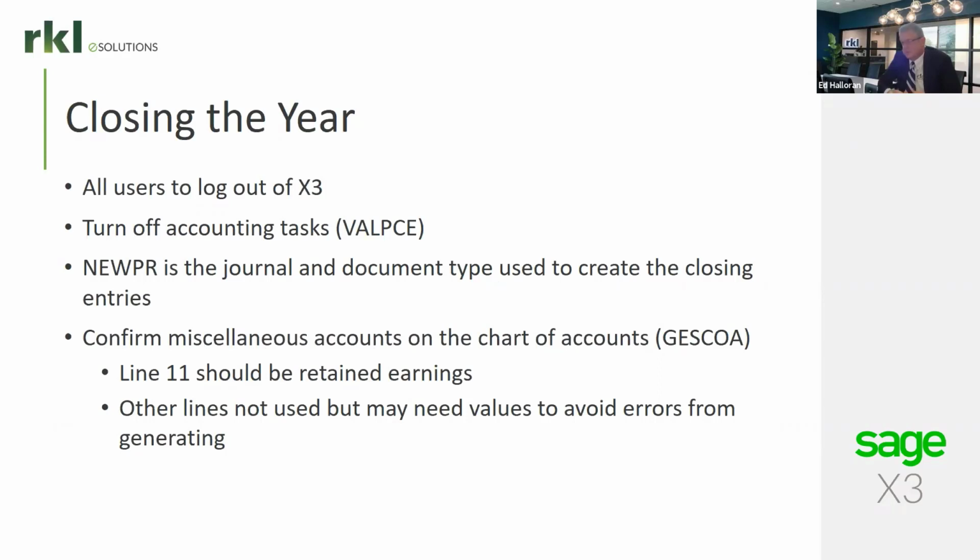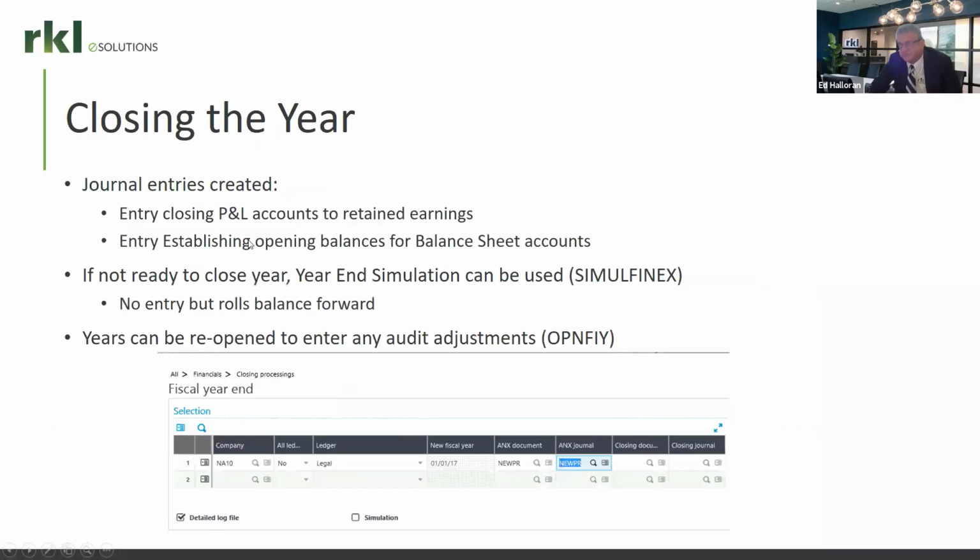So you get an error that says, line 12, or no account line 12 type of error, and we'll need to fill that in. Line 11 of the chart of accounts should be your retained earnings account. That's where it's going to close out your current earnings, and will show up next year. We just kind of talked about this. The journal entries that get created, you get an entry closing the P&L accounts to the retained earnings account. You also get an entry establishing open balances for balance sheet accounts.